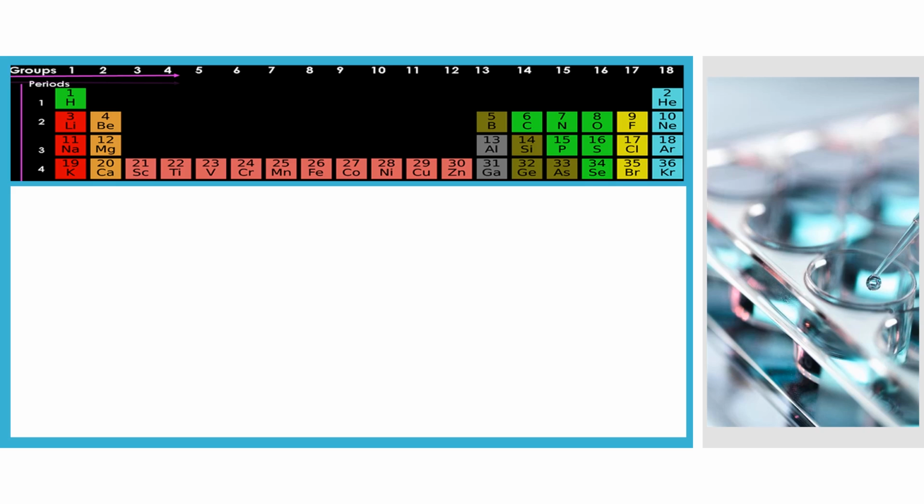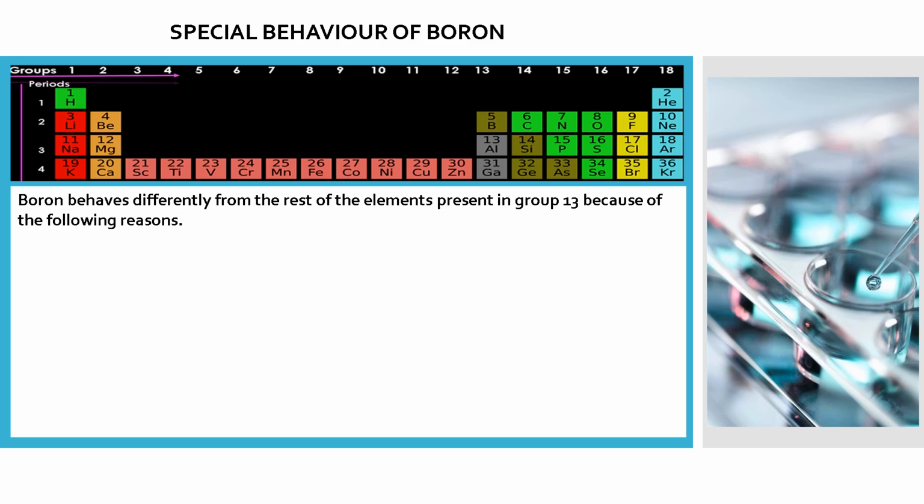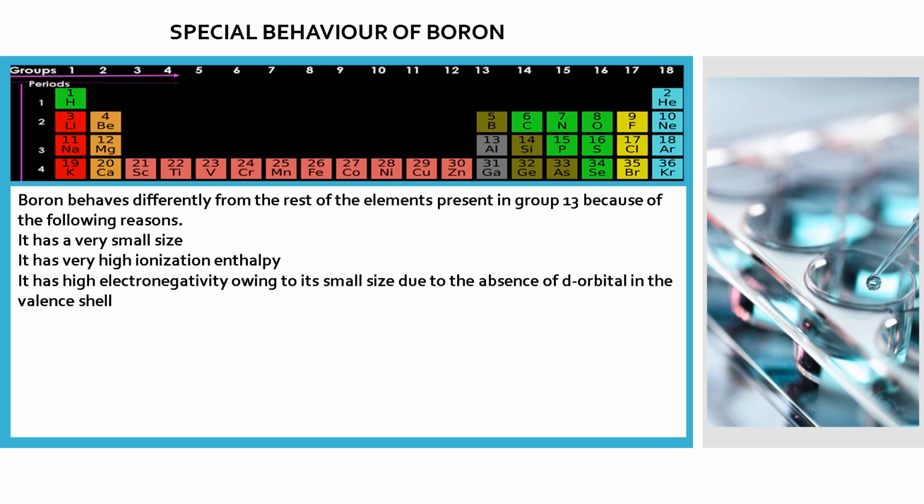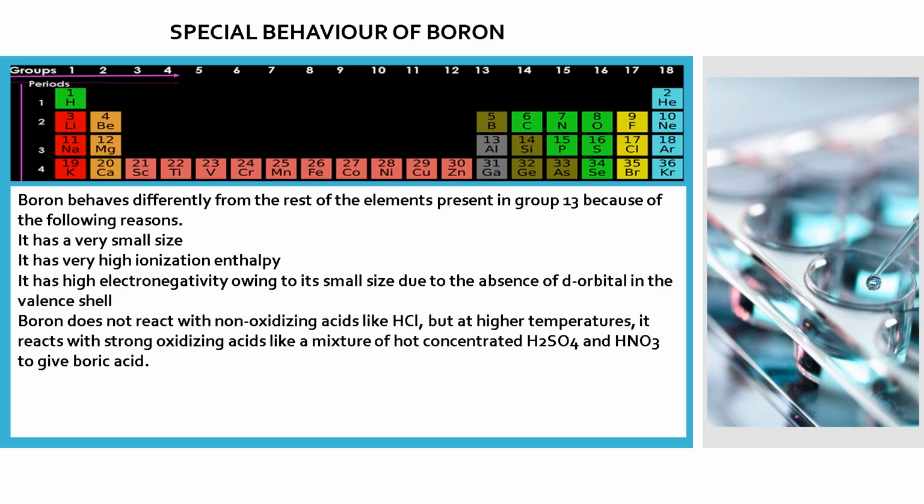The special behavior of boron is discussed here. Boron behaves differently from the rest of the elements in group 13 because of the following reasons. One is it has a very small size compared to the others, and so it has a very high ionization enthalpy. It also has high electronegativity because of its small size again and due to the absence of d orbital in the valence shell. So, it does not react easily.